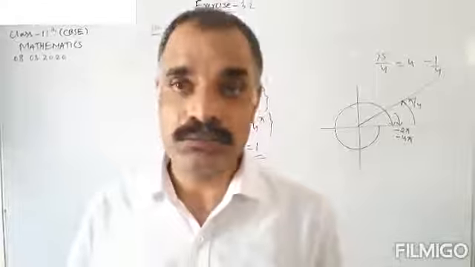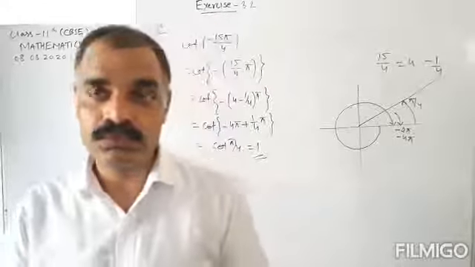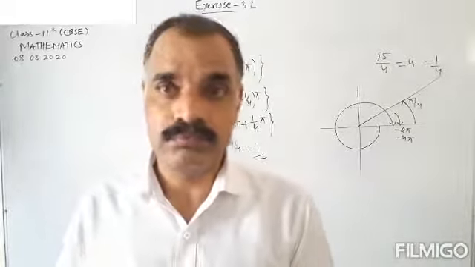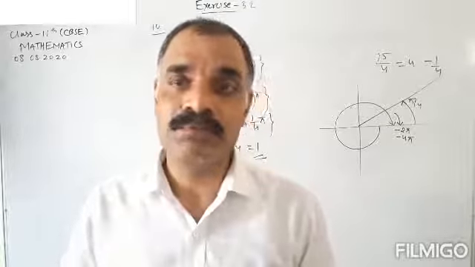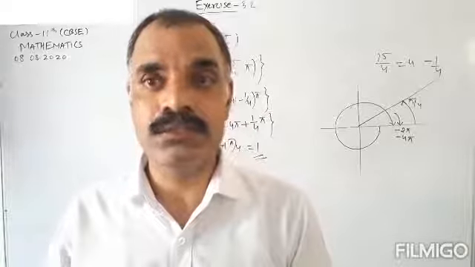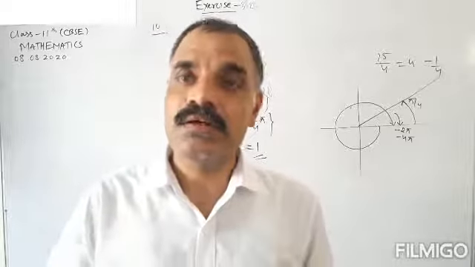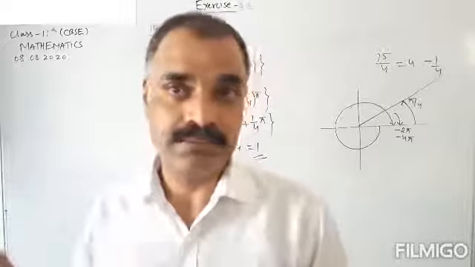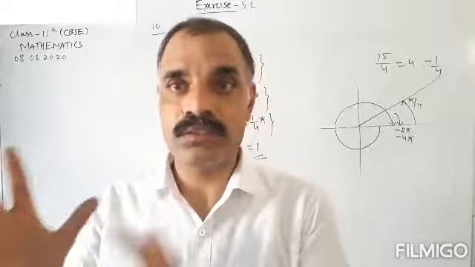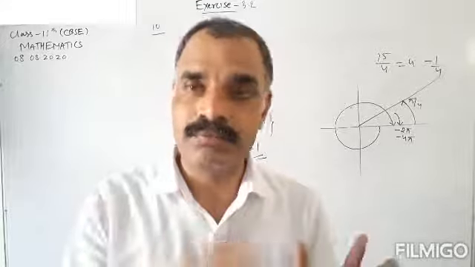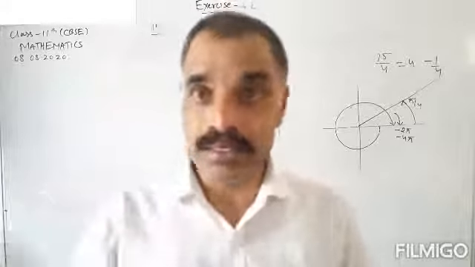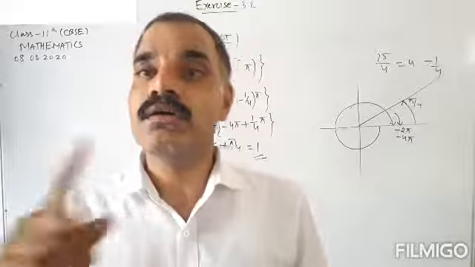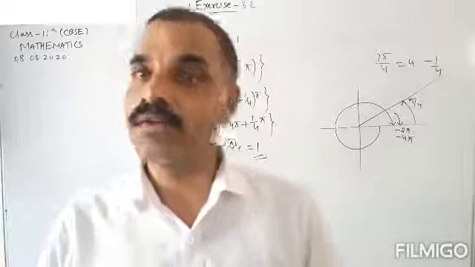Okay, this was question number 1 to 5. After that, from question 6 to 10 we found the value of trigonometric functions of different angles, whether the angle is positive or negative. When the given angle is positive we go anti-clockwise, and when the angle is negative we go clockwise. Okay, thank you.